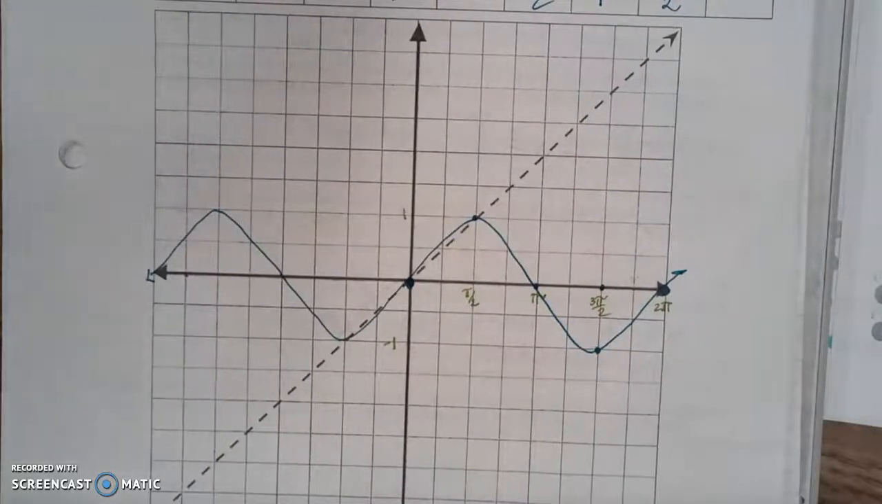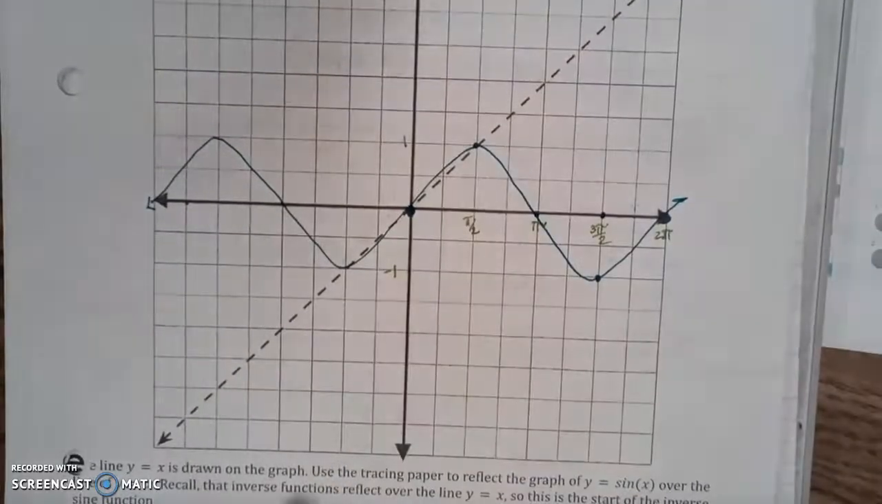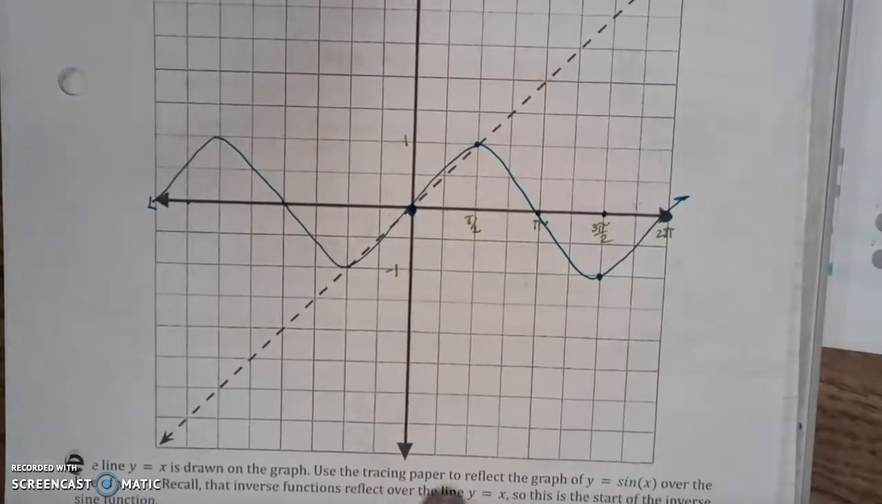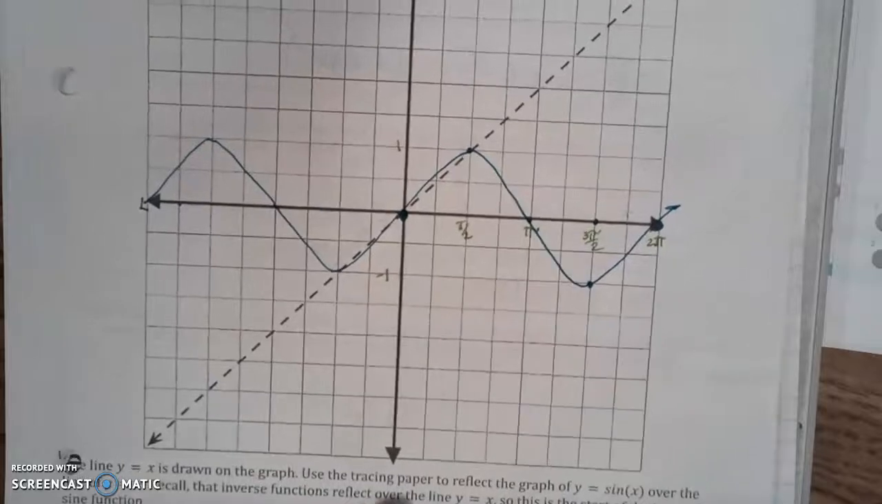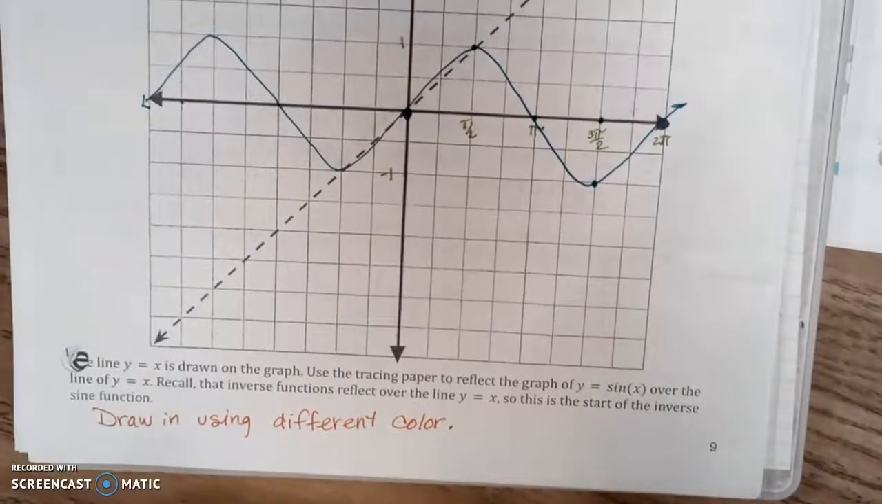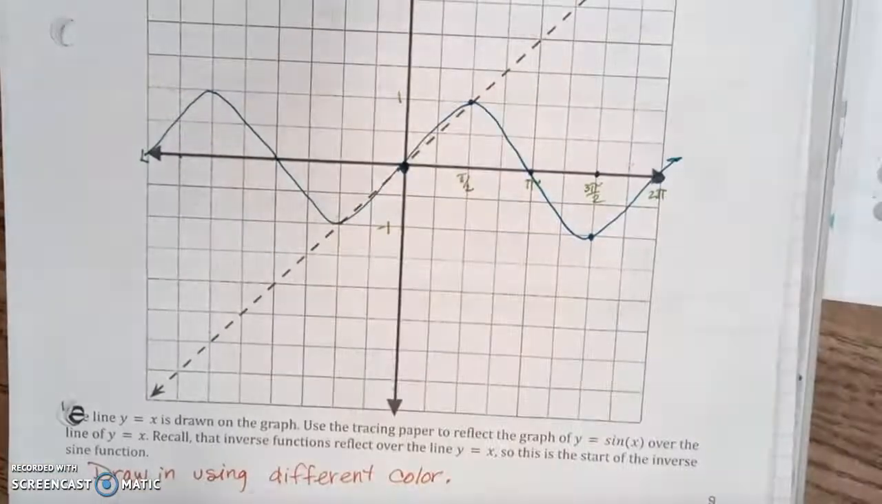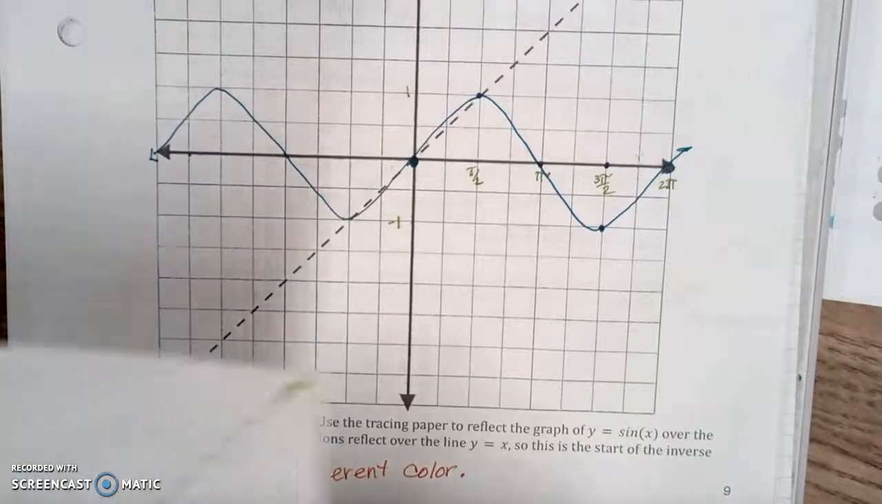So the line of y equals x is drawn on the graph. You're going to use the tracing paper to reflect the graph of y equals sine of x over the line of y equals x. Recall the inverse functions reflect over the line y equals x. So this is the start of the inverse sine function. And then you're going to draw in the inverse using a different color.